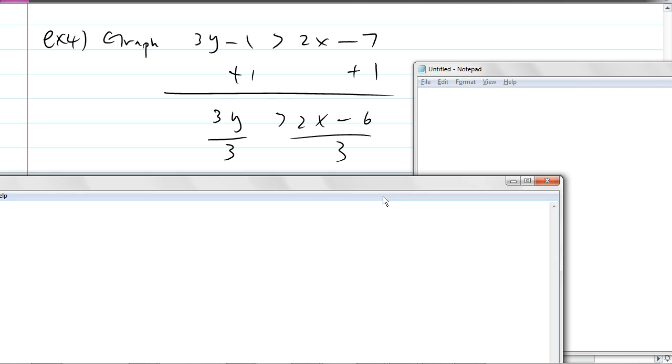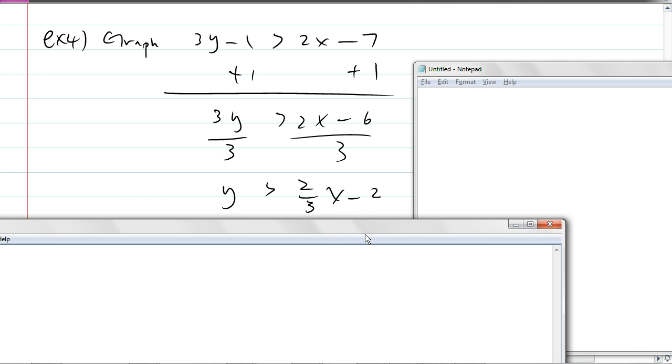Divide by 3. So do I reverse the inequality symbol at all? No, none of them are negative, so when you divide, it's positive, it's fine. So you get y greater than 2 over 3x minus 2. Okay? How many people shaded above this line? How about how many people shaded below? It should be above, right?